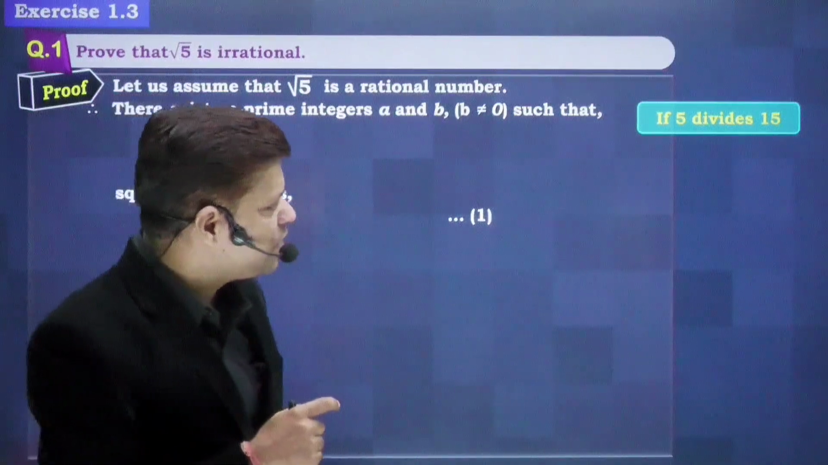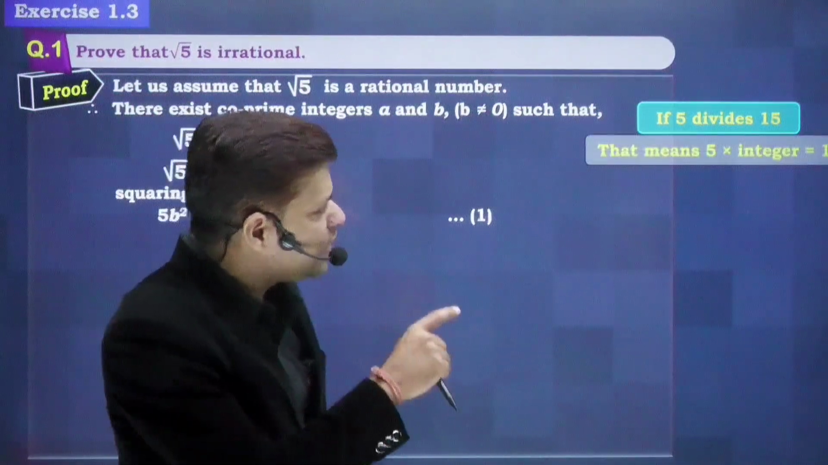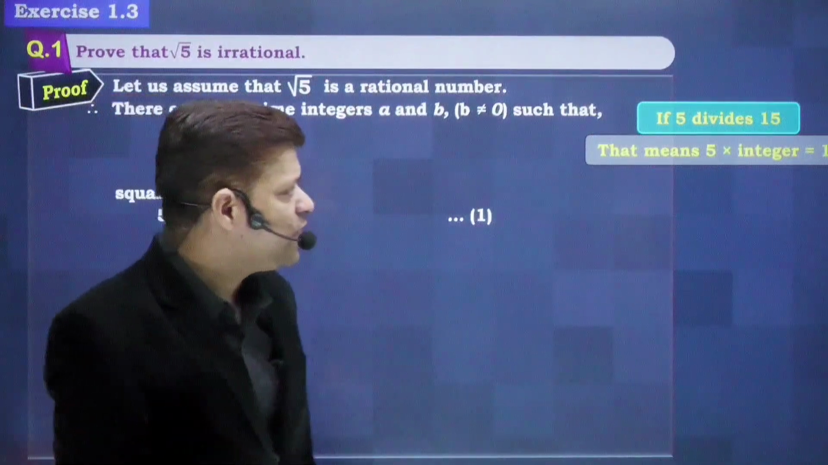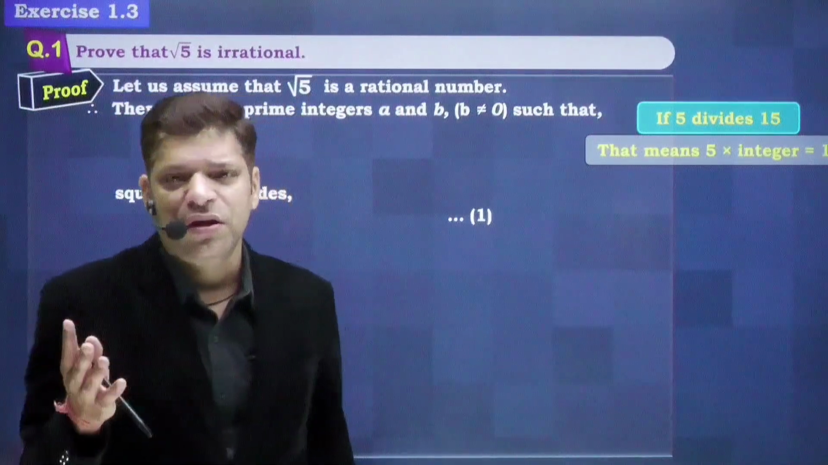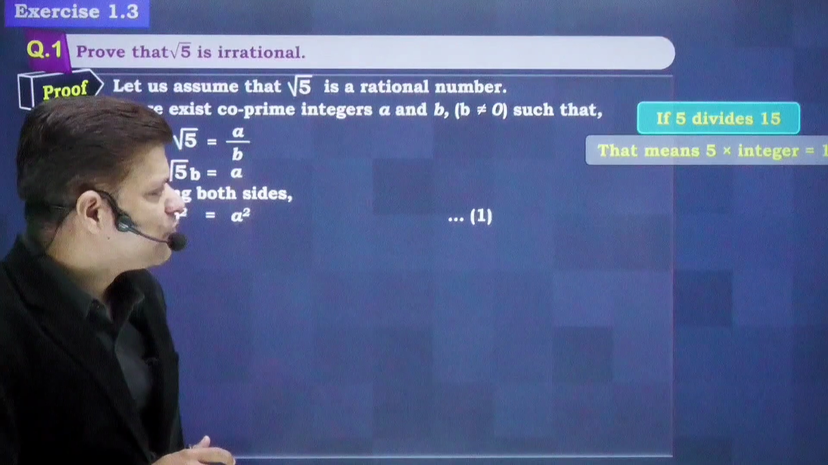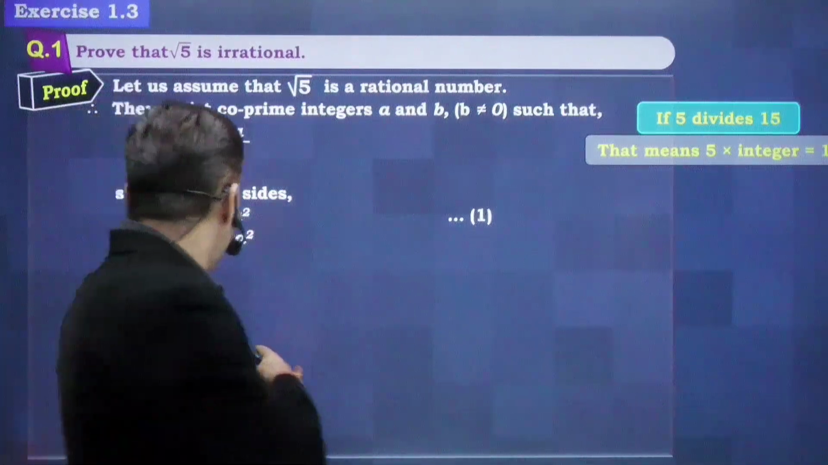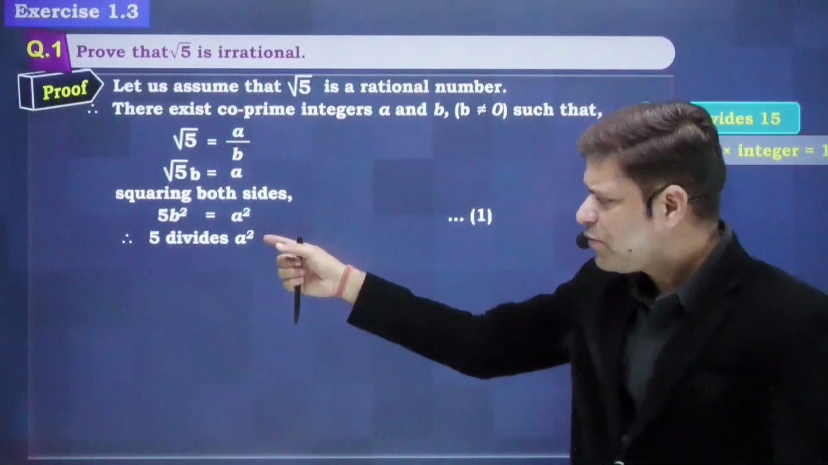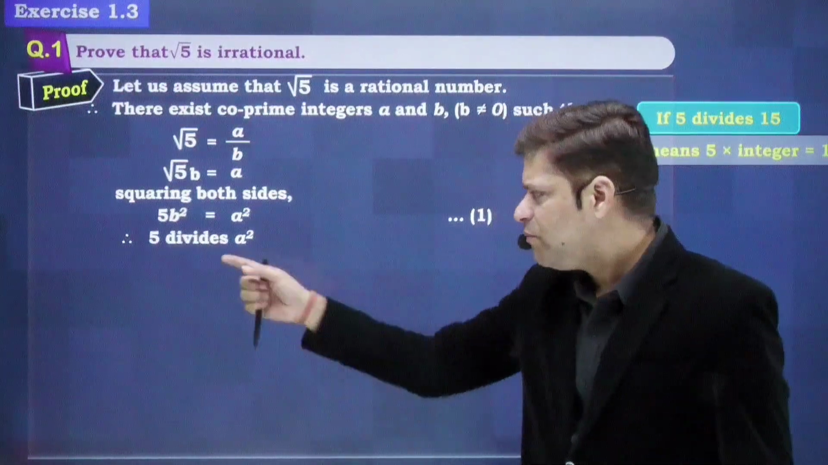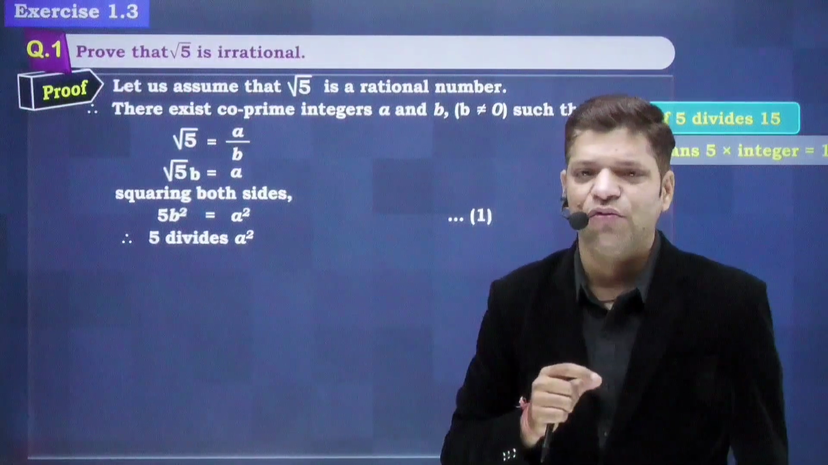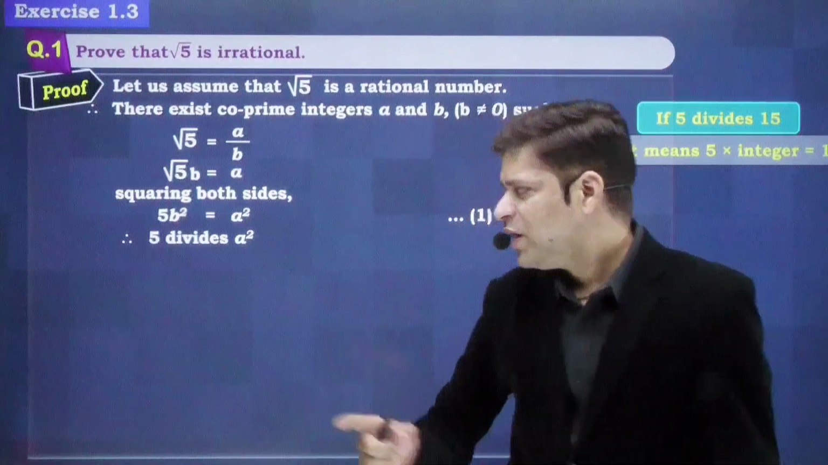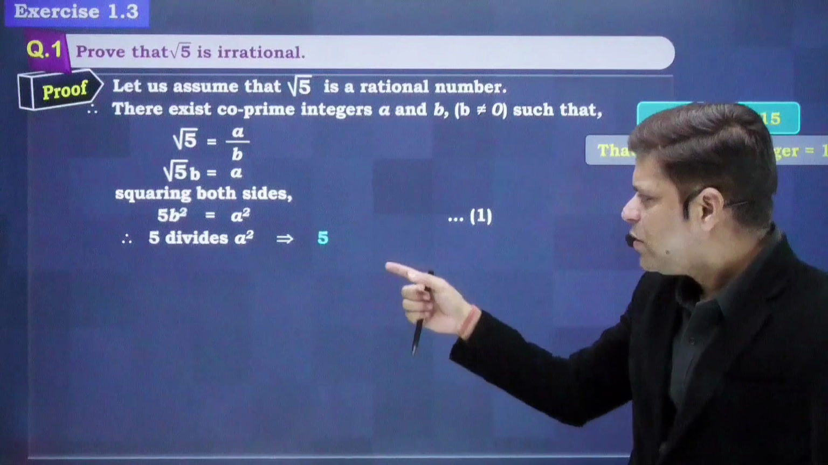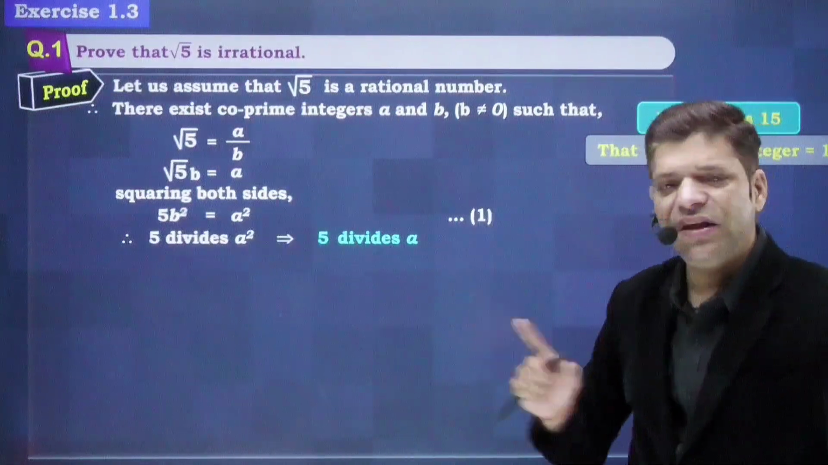If 5 divides 15, the meaning is that 5 times some integer equals 15, that is 5 into 3 equals 15. So 5 divides a square, because a square is a multiple of 5. And by the theorem, if a prime number divides a square, then 5 divides a.